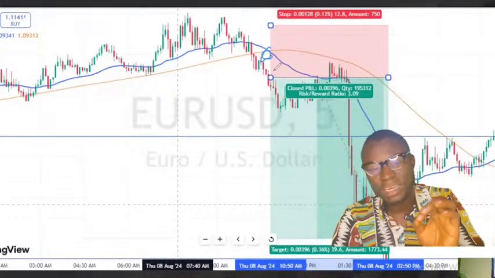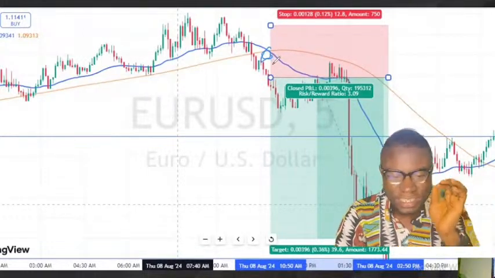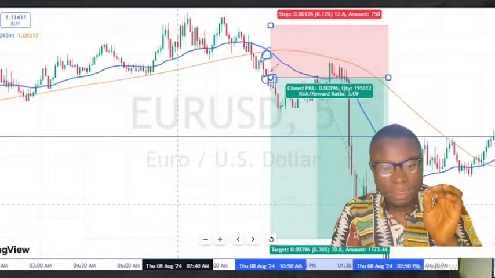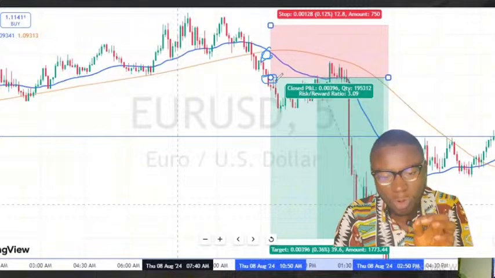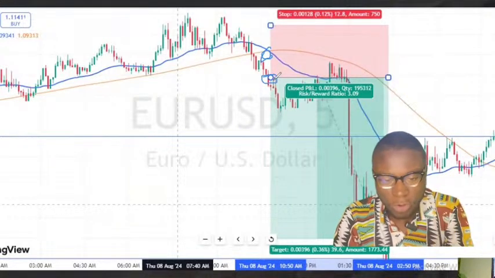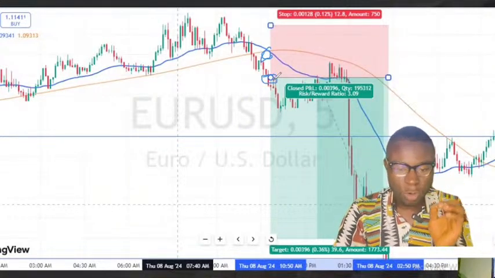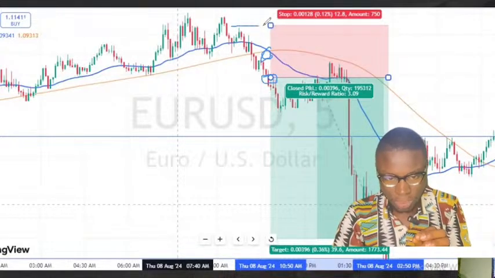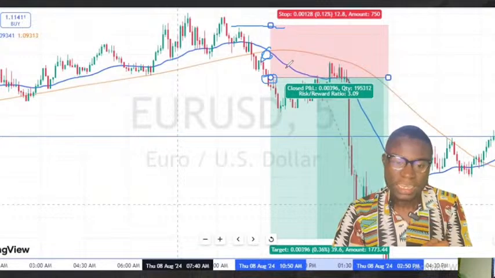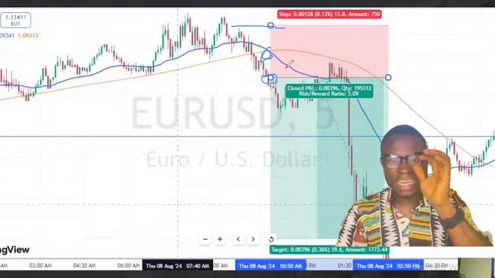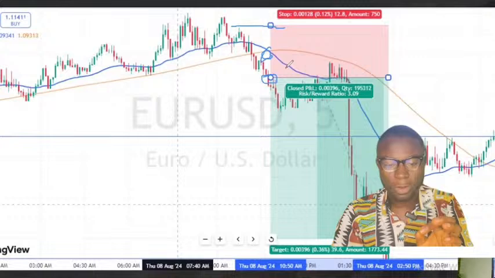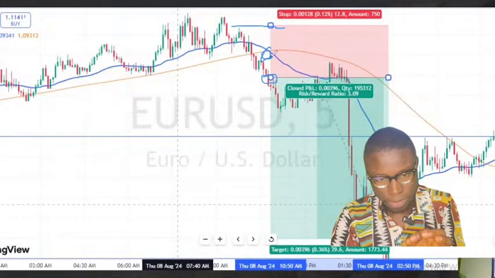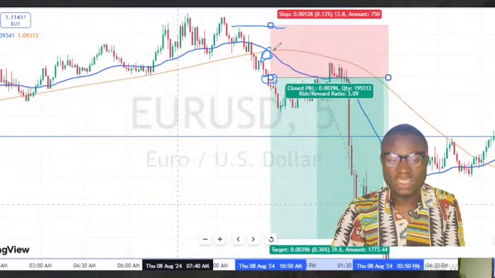Alright, now when you see the cross, it is a sell signal. So you are going to take your sell as soon as you see that cross below. After taking your sell, the next thing is where to place your stop loss. Where you place your stop loss is the most recent high that you can see on your left hand side. That is the level for you to place your stop loss.